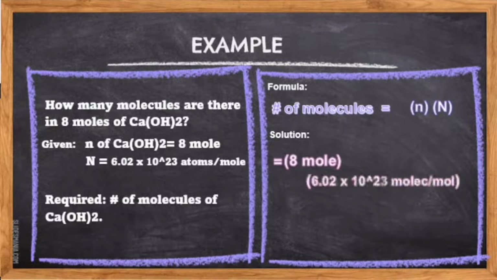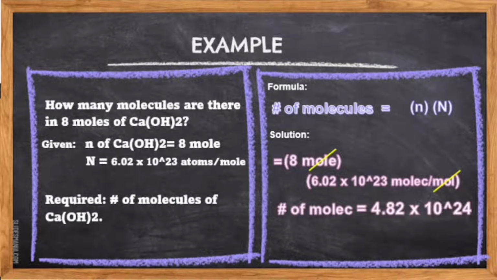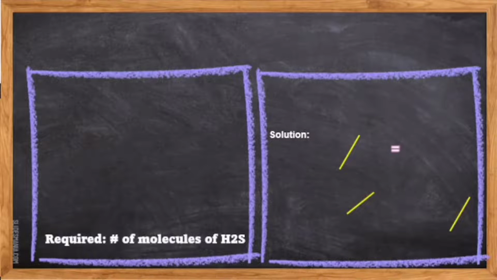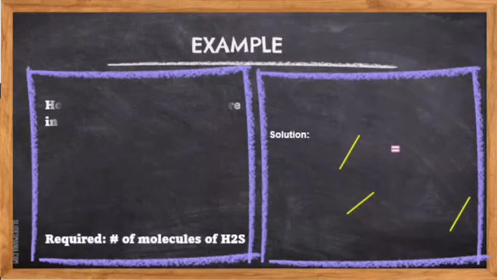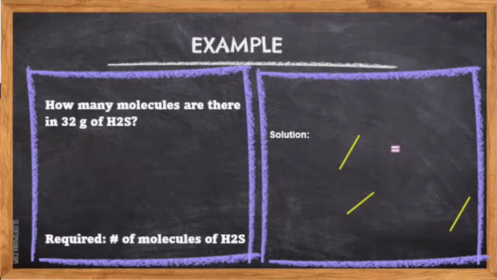So 8 moles times 6.02 times 10 raised to 23 molecules. Cancel the mole and you will get 4.82 times 10 raised to 24. Now what if the given is in grams?